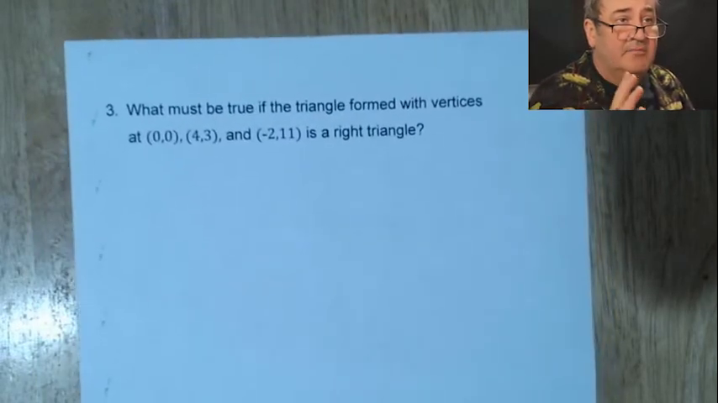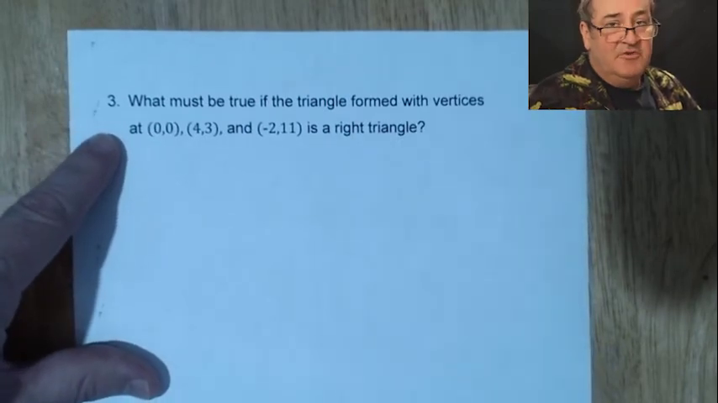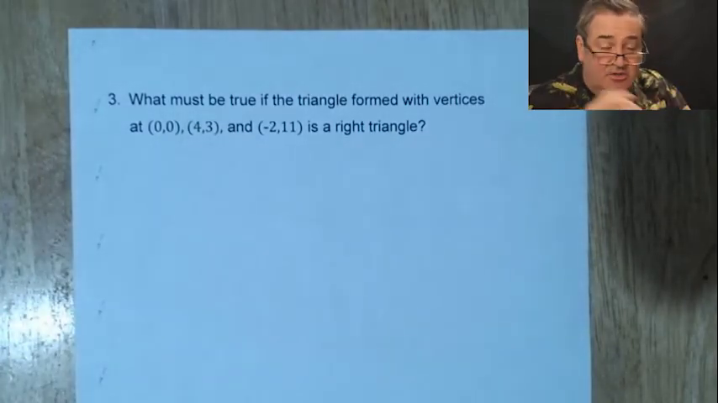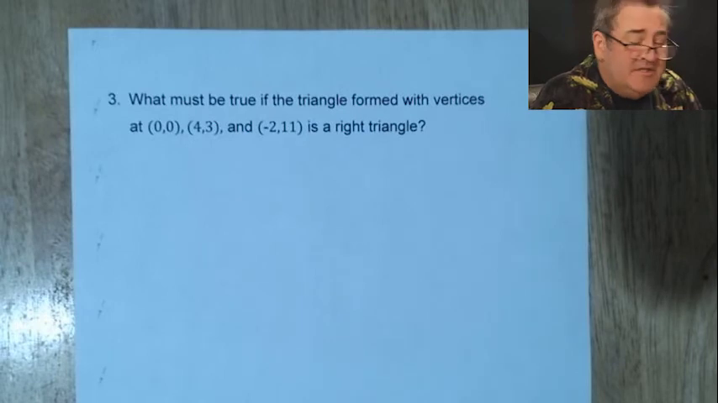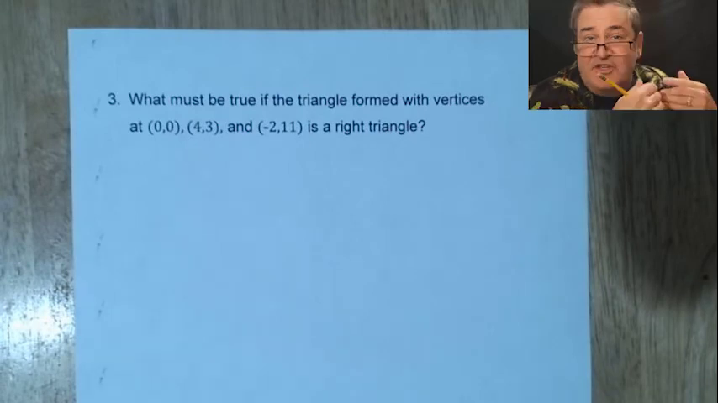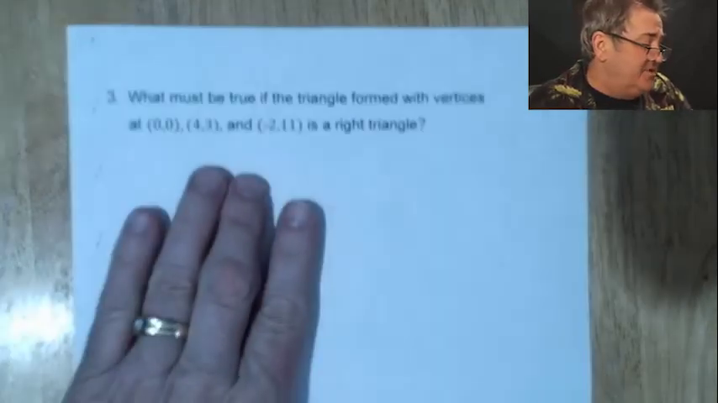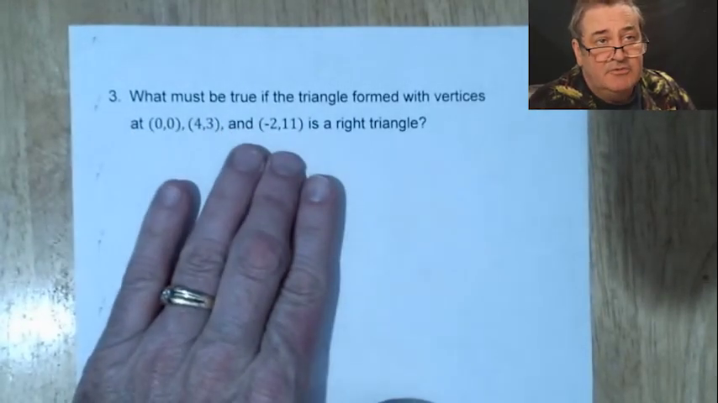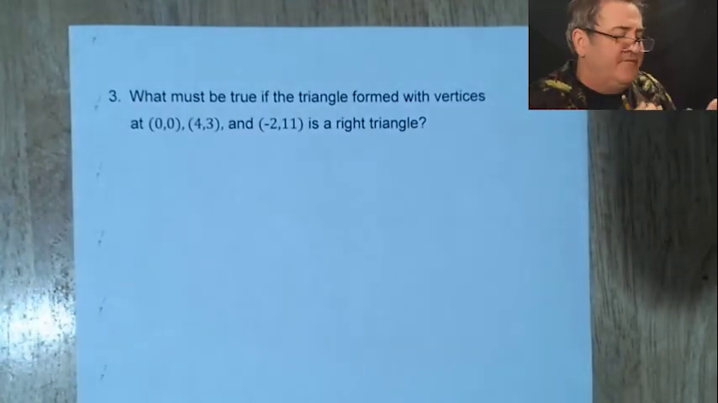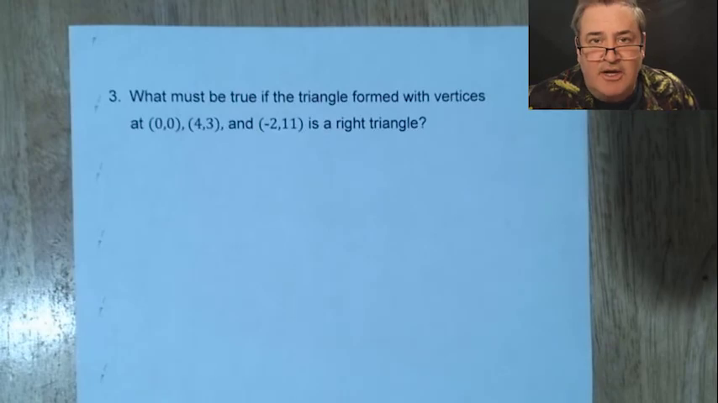And finally, your last problem. 3 problems today. What must be true if the triangle formed with these vertices? Here's your 3 vertices of a triangle, not a 4-sided triangle. This is a triangle. If it's a right triangle, what has to be true? Okay, again, you're just telling me. You don't have to do the math. You can do the work and put that if that helps you explain it. But I'm just asking, what must be true? Okay, so just tell me what has to be true. You don't have to write a whole book. Just write enough for me to know that you understand what would have to be true if that is a right triangle. All right, and that's it.